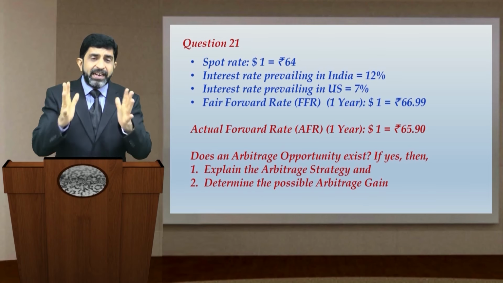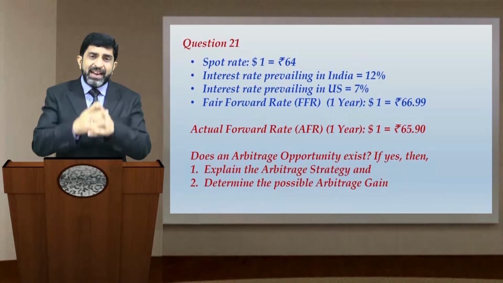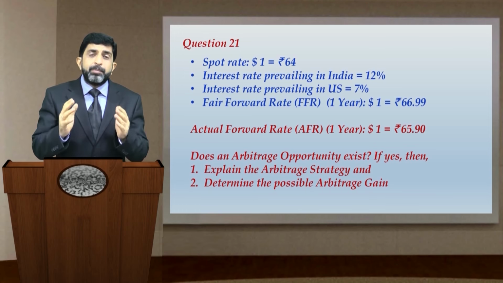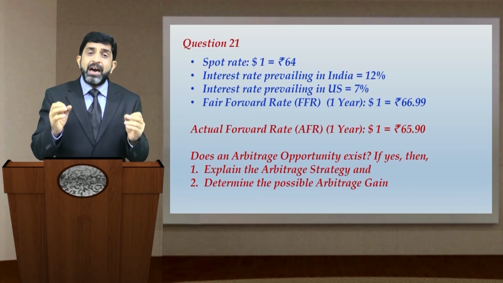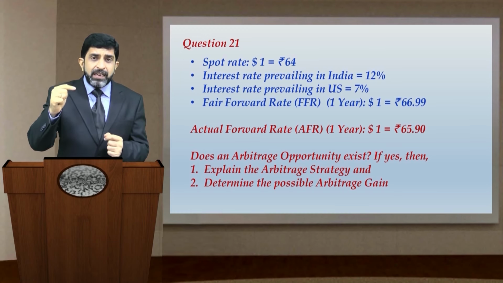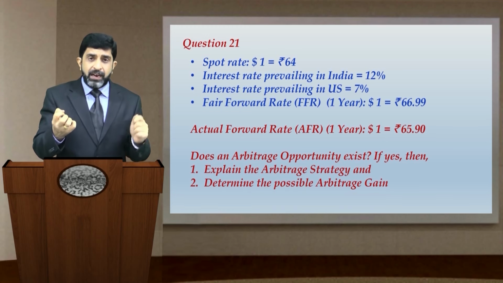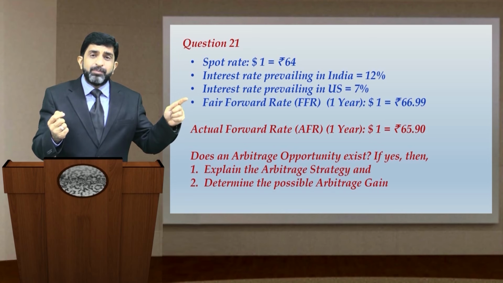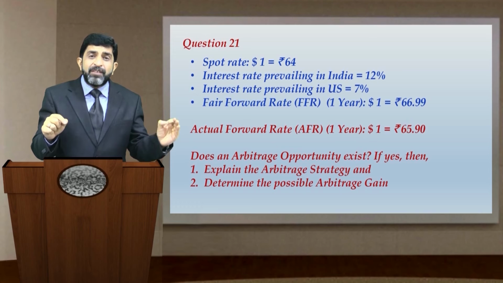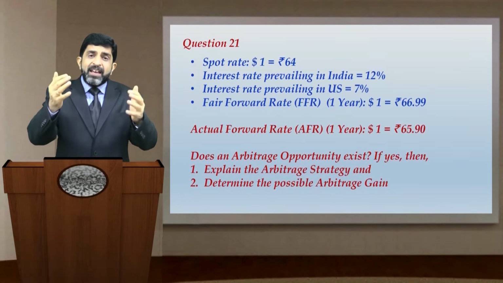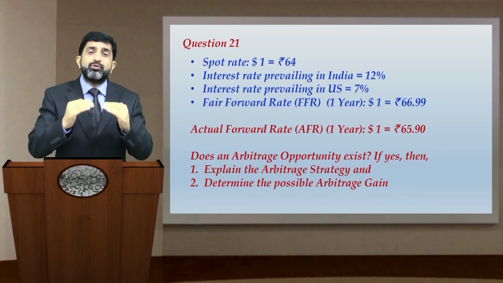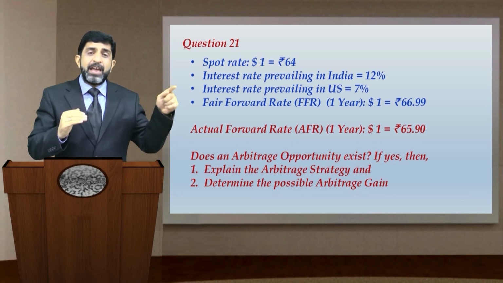This is the idea. But how would you make that arbitrage? This depends on identifying the right strategy. Now friends, please pay attention to how you would create an arbitrage strategy. You would observe that AFR is less than FFR, correct? FFR was 66.99 and AFR is just rupees 65.90. So we find that the actual forward rate is lesser than what it should be. In other words, AFR is less than FFR.